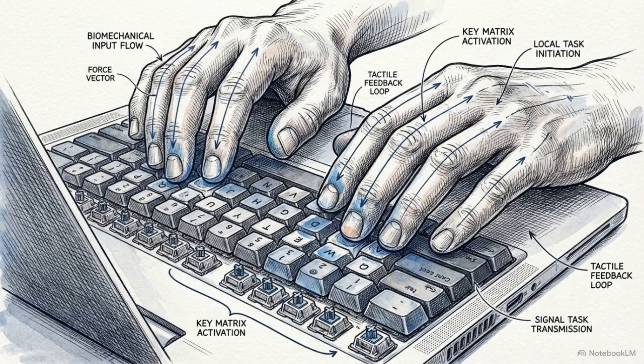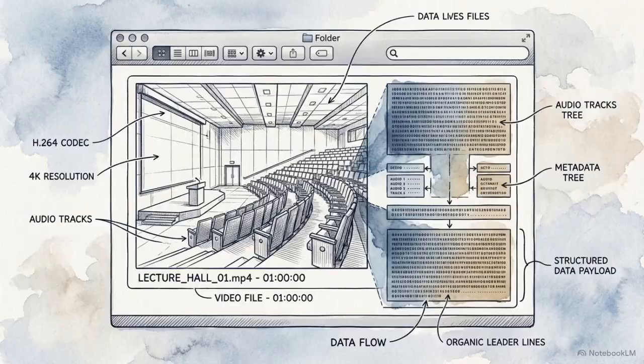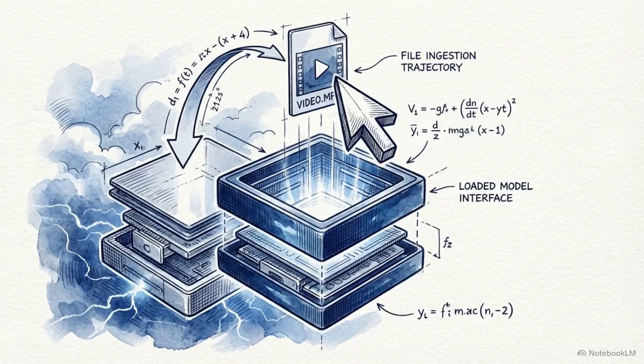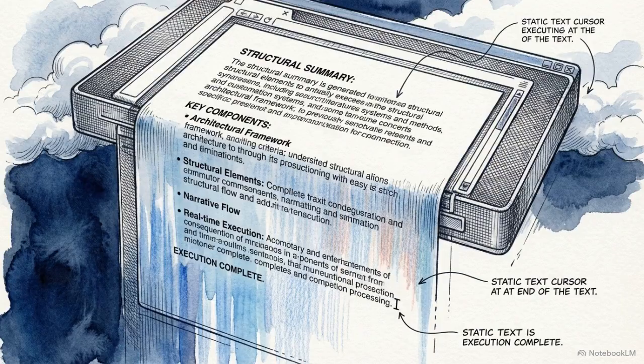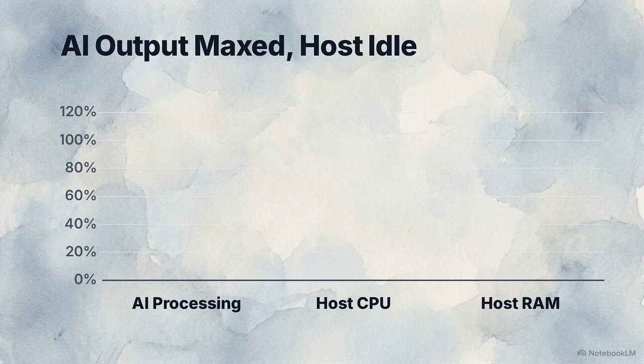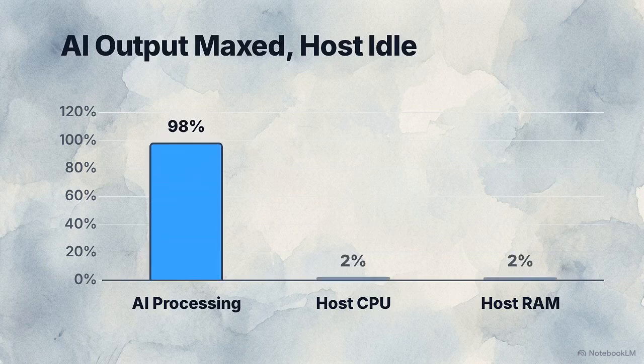Let's put the configuration to the test by running a demanding, fully local task, generating a summary of an hour-long video. We'll feed the video file into our loaded model. You can see the text summary generating on the screen in real time. This dynamic bar chart tracks our system resources during the generation. Notice that while the AI processing output is maxed out, the host computer's CPU and RAM utilization stay incredibly low.